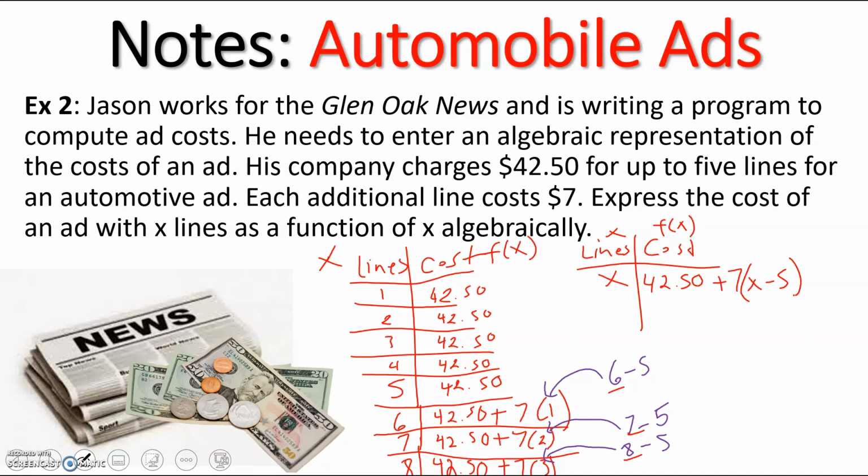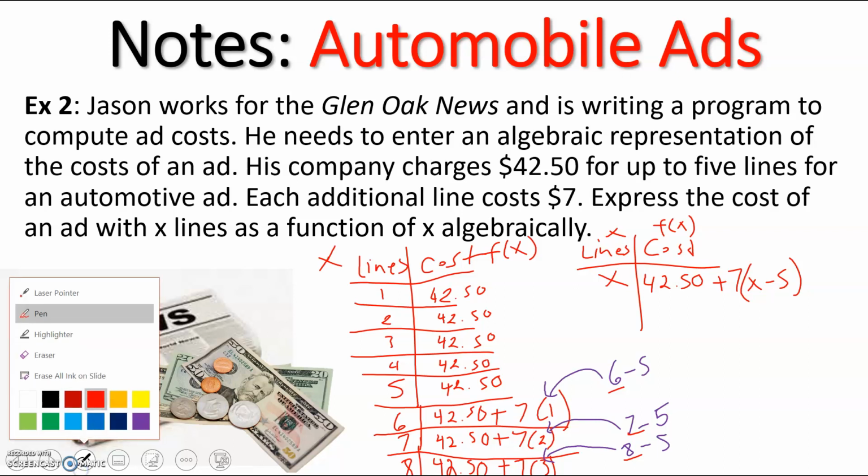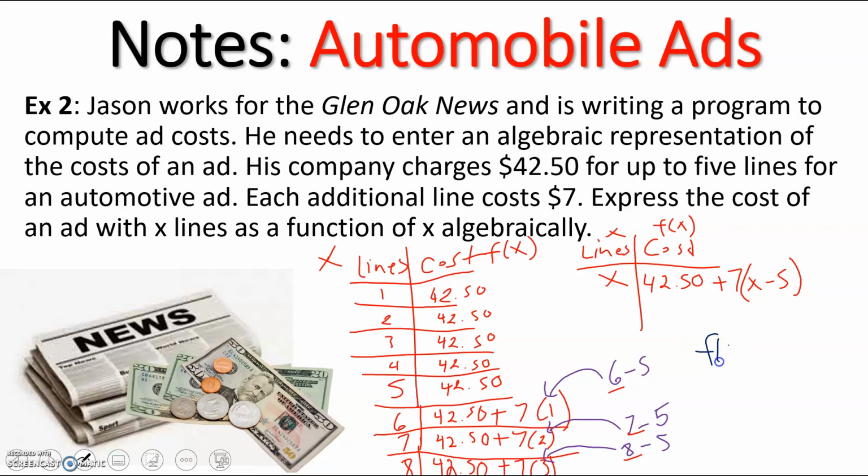So if I have x lines, then I will pay 4250 plus $7 times x minus 5. So to write this as a function, we are going to say that f of x, the cost, is equal to 4250 plus 7 times x minus 5. Now we have to be careful here because that's not a complete response, right? Because if I have less than 5 lines, I have a different result.